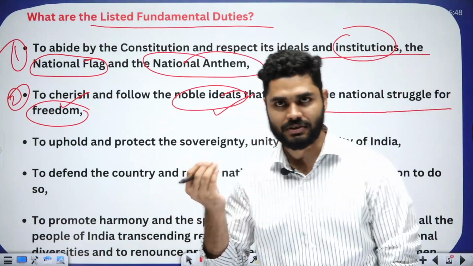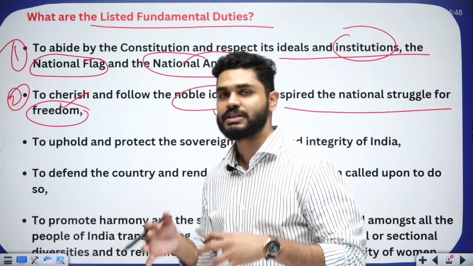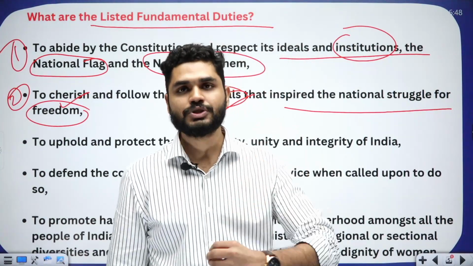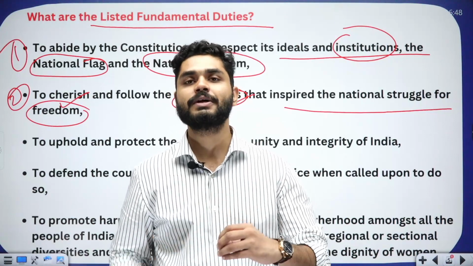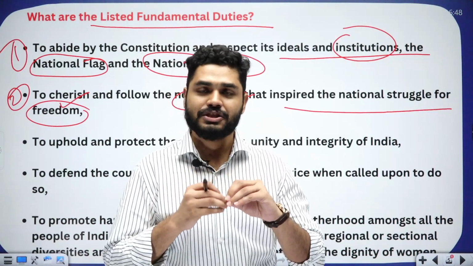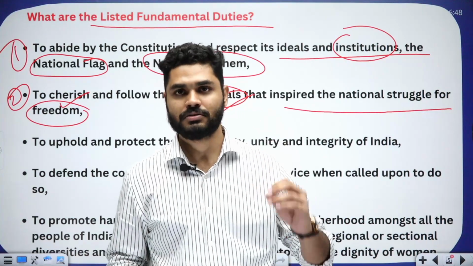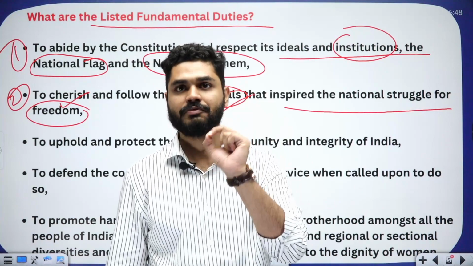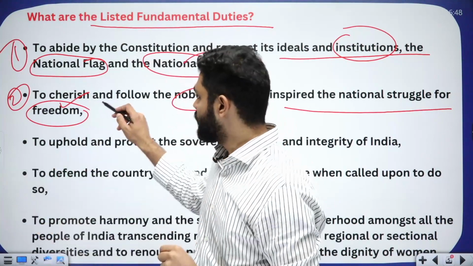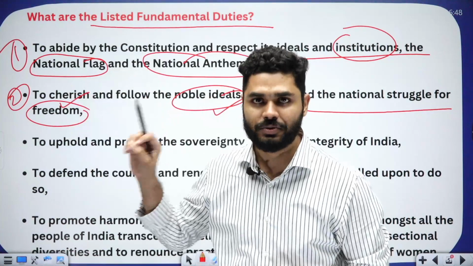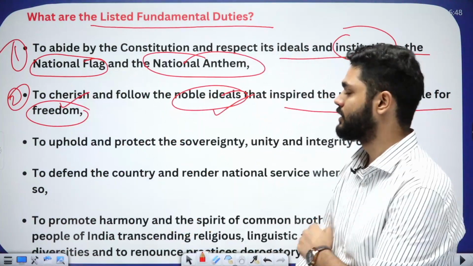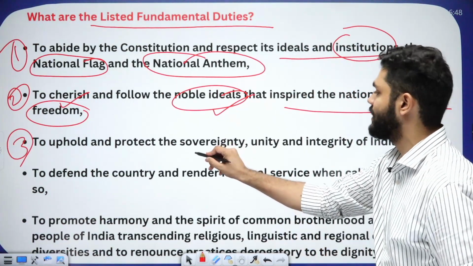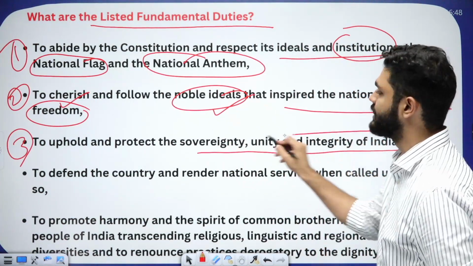This is the duty of the citizens of this time and space: if there was an idea through which we got freedom, through which we unchained ourselves from the rule of the Britishers, then if that freedom is based on these particular ideas, these ideas need to be cherished and followed. Number three is to uphold and protect the sovereignty, unity and integrity of India.